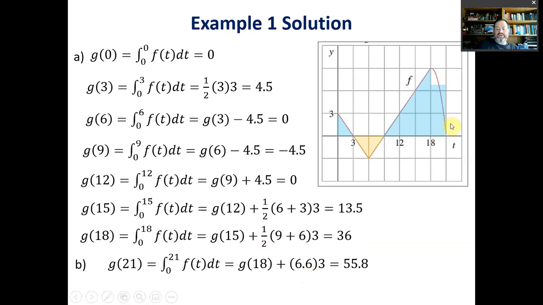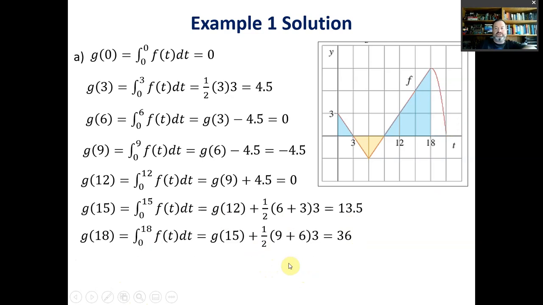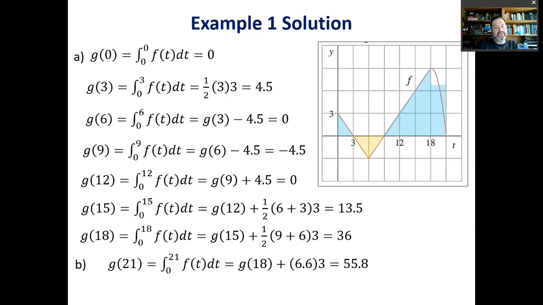Well, here we have a rectangle, right? That's a rectangle. So to find g of 21, I tack on g of 18. So g of 18 is all that stuff so far, summed up. Add a rectangle with height 6.6, base 3, and I got 55.8.